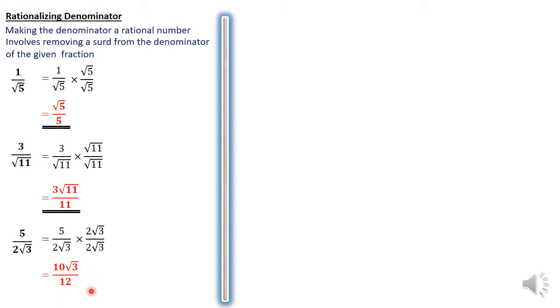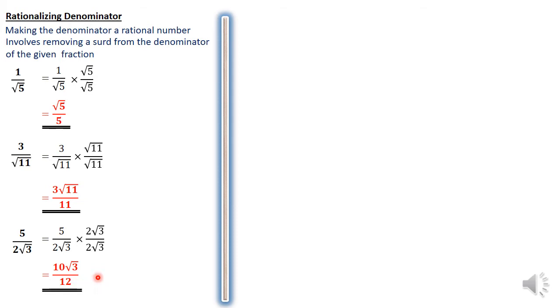3 all over 12. Please notice that in all of these cases, 1 over root 5 is mathematically identical to root 5 over 5. 3 over root 11 is mathematically identical to 3 root 11 over 11. And 5 all over 2 root 3 is mathematically identical to 10 root 3 all over 12.